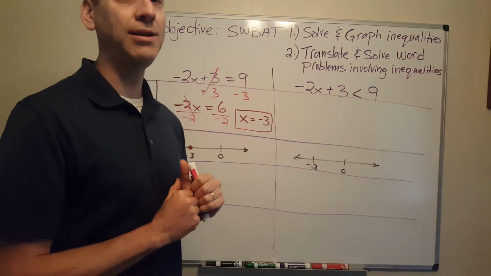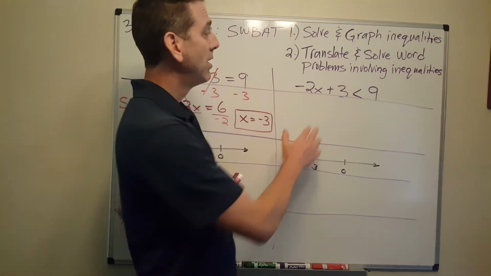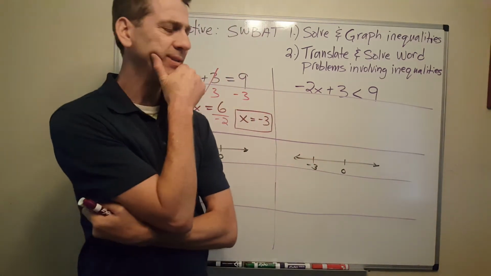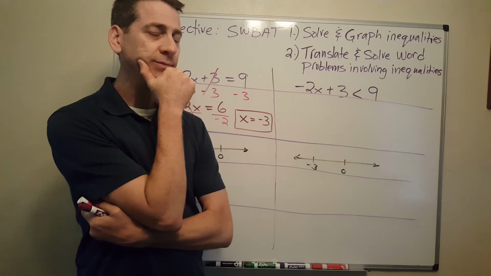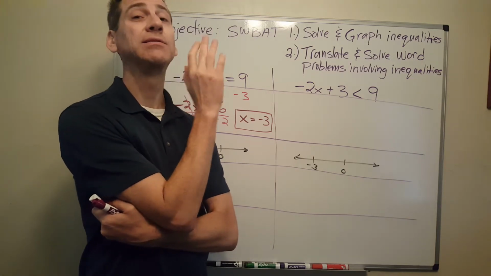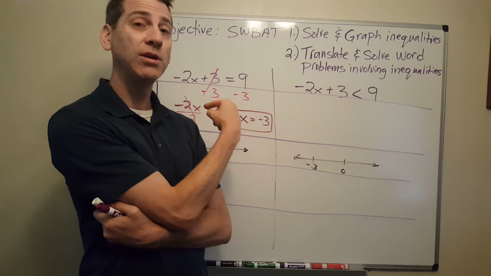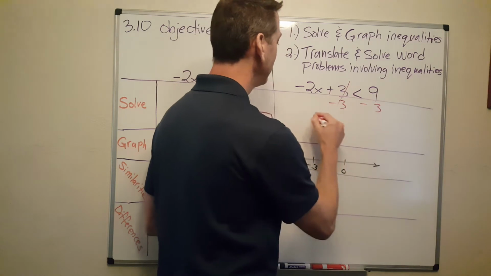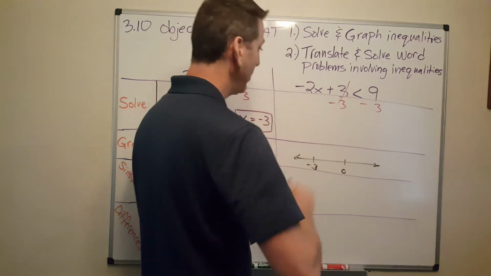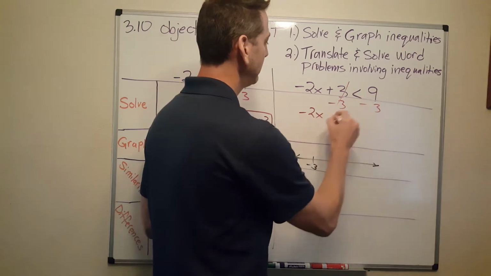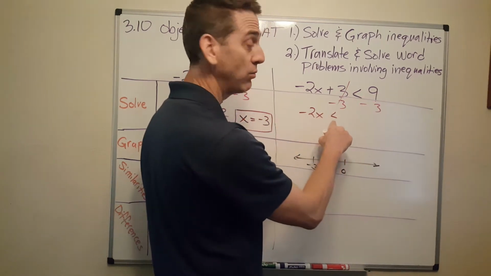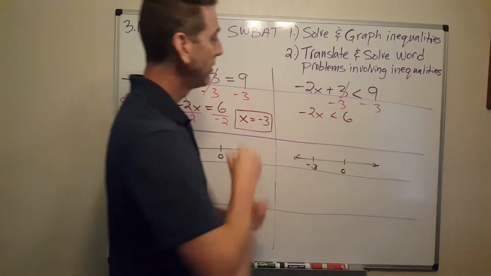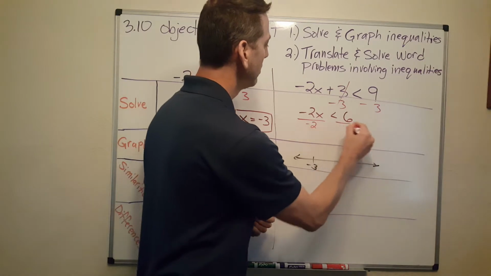Let's take a look at the inequality now. How am I going to solve for x now that I have an inequality? Well, I have good news. It's the same process as I used for the equation. I'm simply going to subtract 3 from both sides. That leaves me with negative 2x is less than 6. Make sure you put less than, not an equal sign.